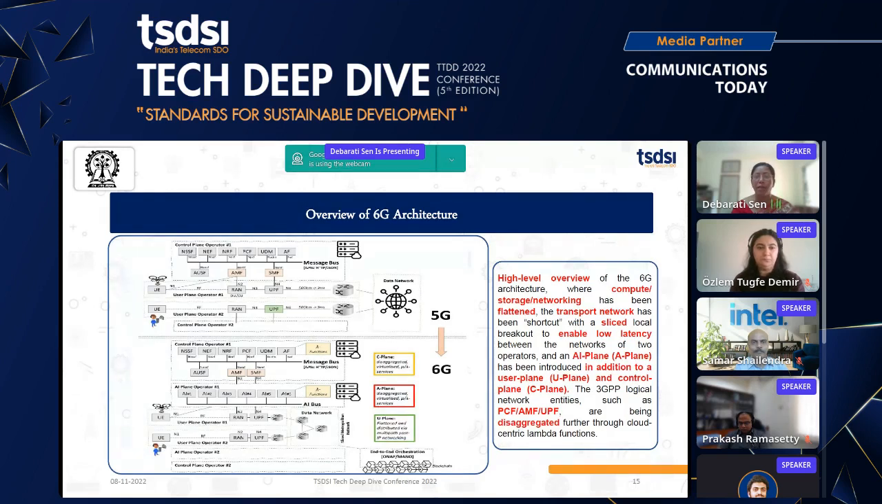What 6G will be bringing here, apart from this end-to-end orchestration, is a new plane which we'll be calling the A plane or AI plane. This is artificial intelligence enabling. For that enabling, we have to create the AI plane operator in between. The positioning of this AI plane may be above the data network and below the C plane, or its positioning is not yet fixed.